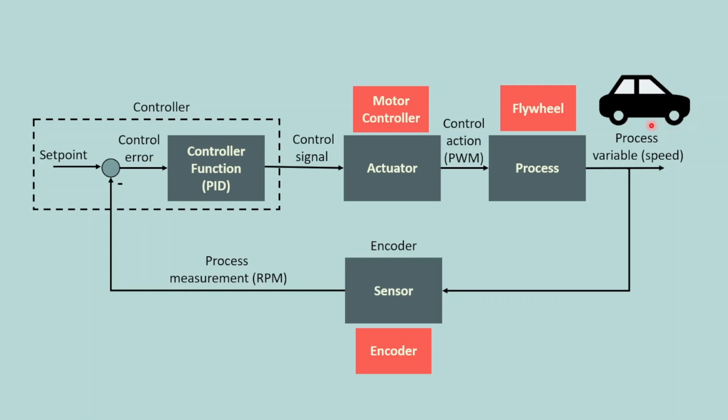Our control loop is similar to the cruise control of a car, where the speed of the wheels is the process that we want to control. In our case, we have a flywheel, and the speed of the flywheel is measured by the encoder. The measured speed is then subtracted from the set point speed that we need to supply, and we use a PID controller for calculating a new control signal. The actuator, in our case, is the motor controller, which will give power to the motor. Finally, I have marked the process as the flywheel.